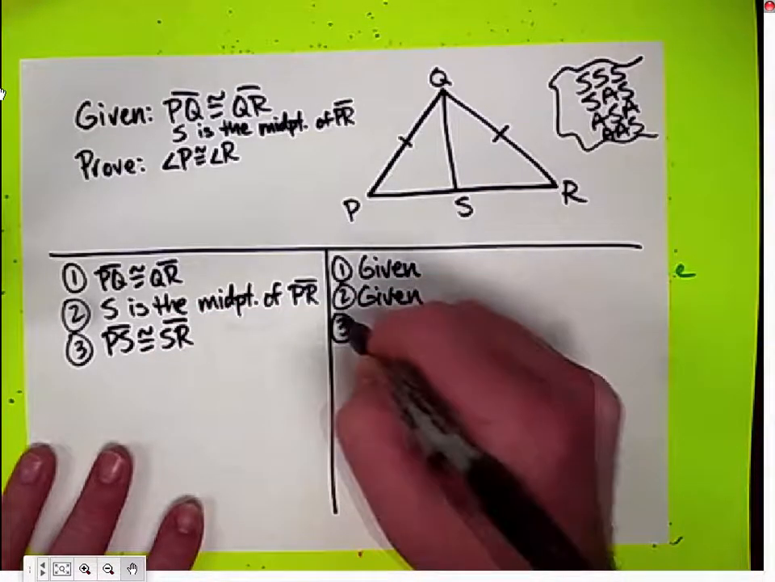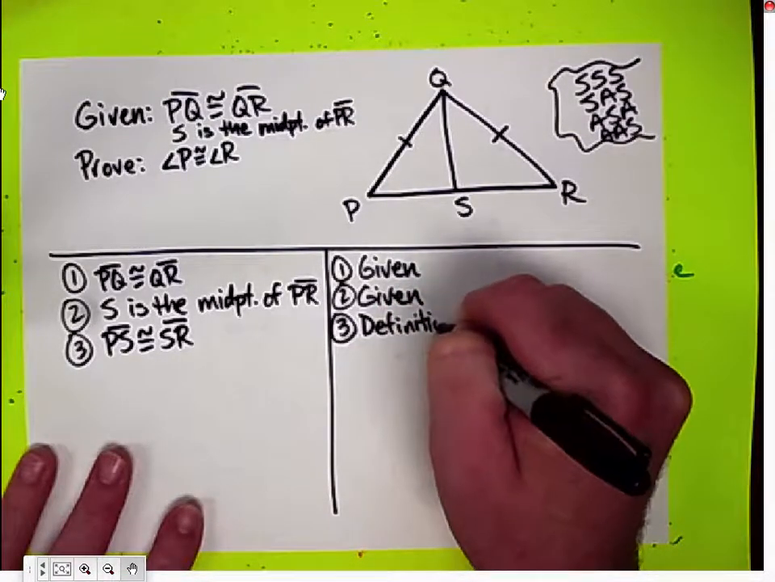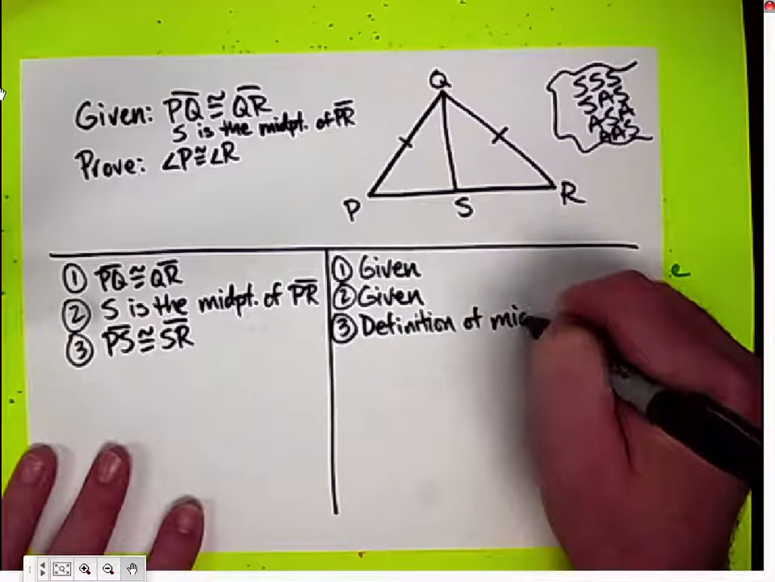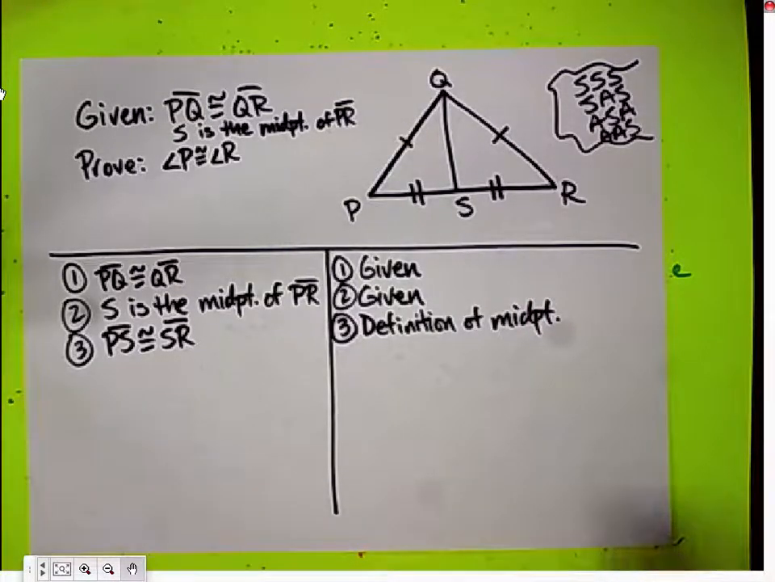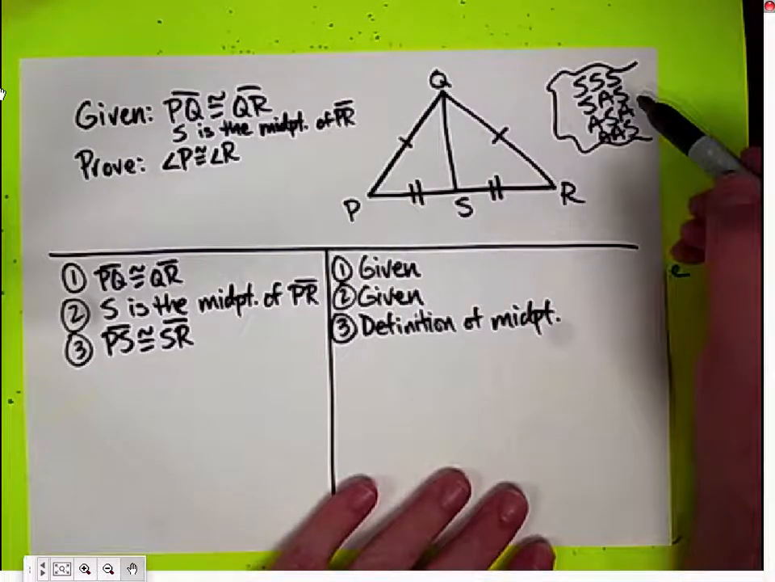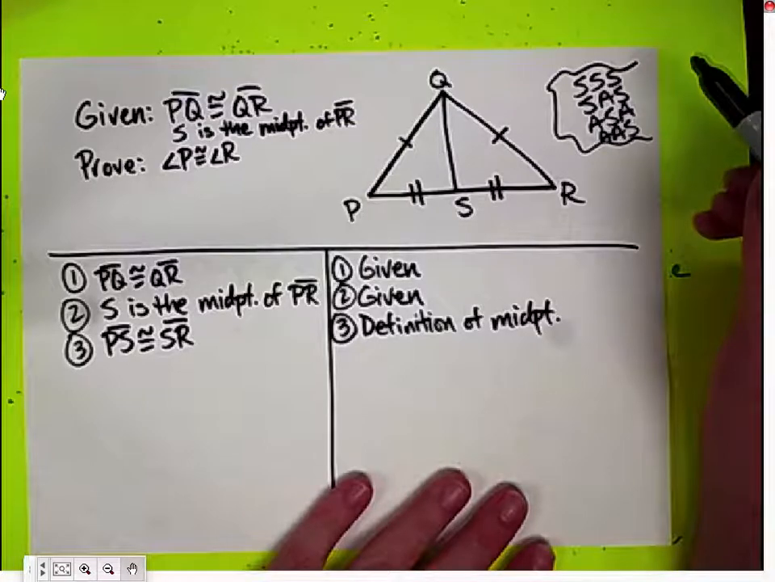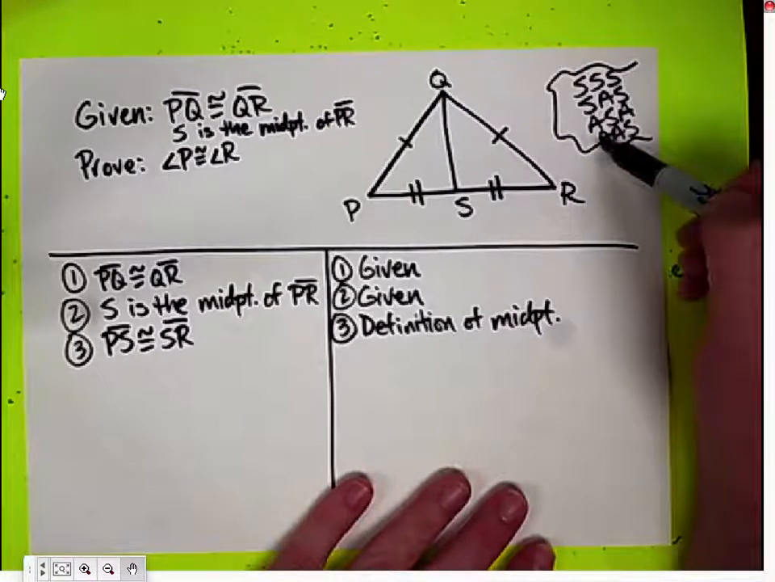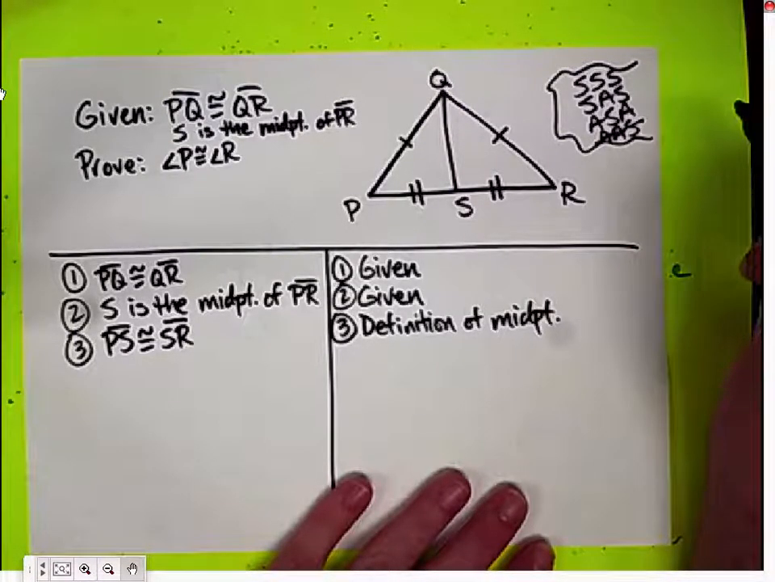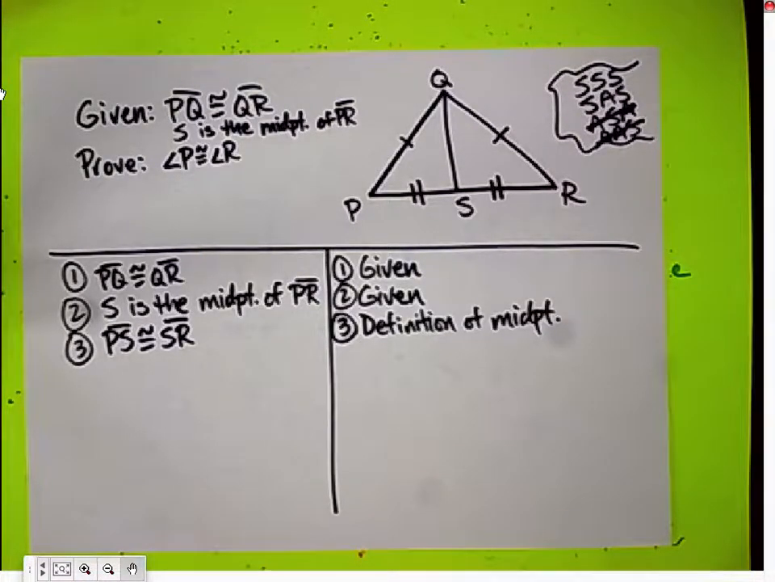How do we know that? Definition of midpoint. Okay, so now we know two sides. What can we eliminate over here that we're not going to use? Angle, angle, side, because we know two sides. Also angle, side, angle. So we're either going to use side, side, side, or side, angle, side.